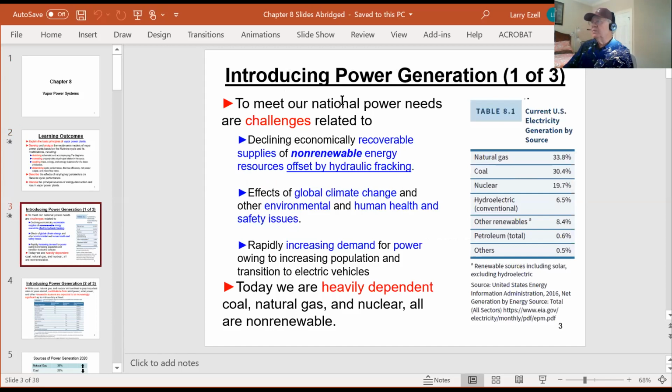First thing, introduction of power generation. Got 3 or 4 slides here. Of course, the purpose of power generation is to meet our national power needs, and there are challenges. Some of the challenges currently related to power generation are declining non-recoverable supplies of non-renewable energy, such as oil and gas. But that has been largely offset in the last 10 or so years by hydraulic fracking.